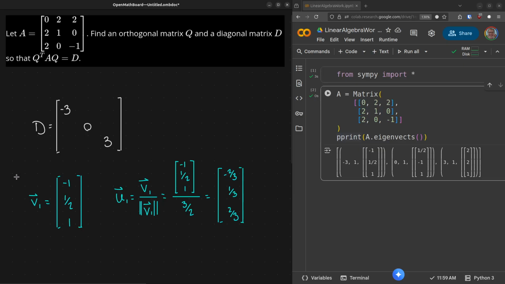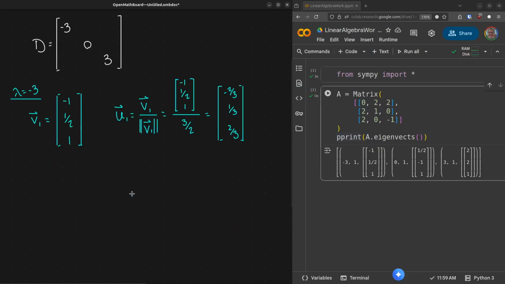Okay. And this is my lambda equals -3 eigenvector. And now it is a normalized vector. It has unit length. I'm going to need to do that for each one of my eigenvectors. All right. So now let's do lambda equals 0. The eigenvector for lambda equals 0, I'll call it V2. That's going to be 1/2, -1, 1.